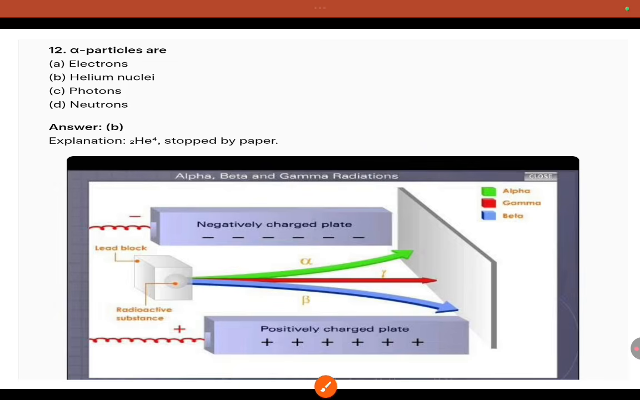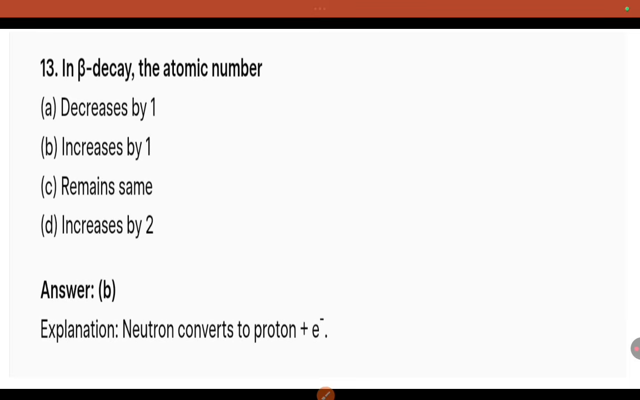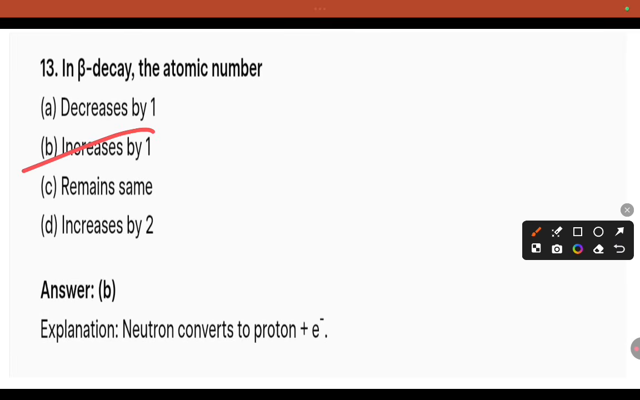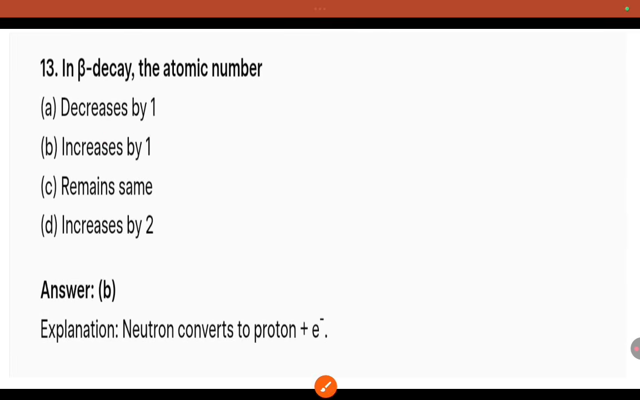12th one, alpha particles are what? Alpha particles are helium nuclei. Doubly ionized helium nuclei are known as alpha particles, and they are stopped by paper. When beta decay occurs, the atomic number is increased by 1. The mass number remains the same.